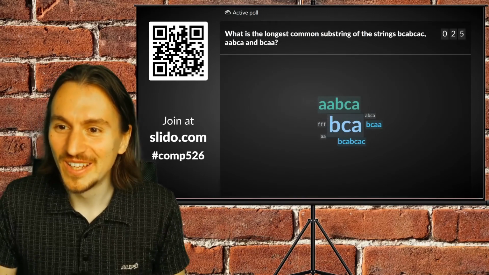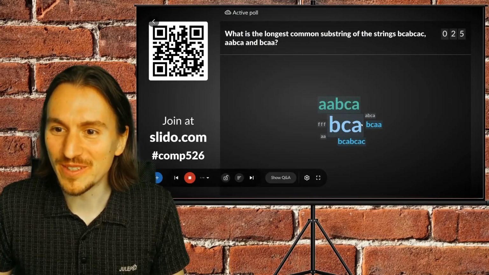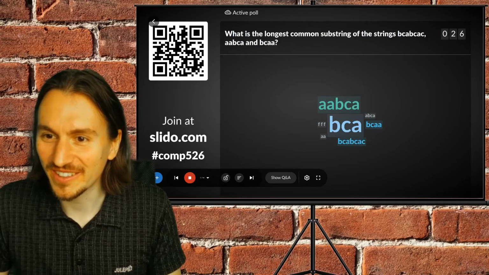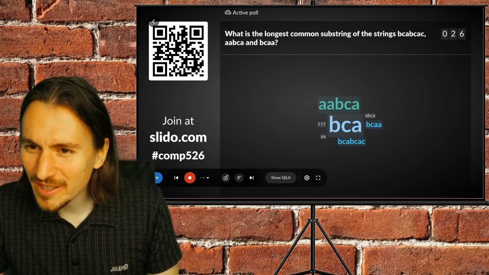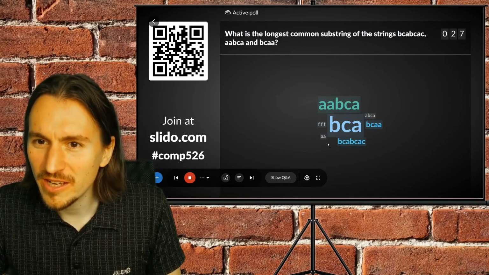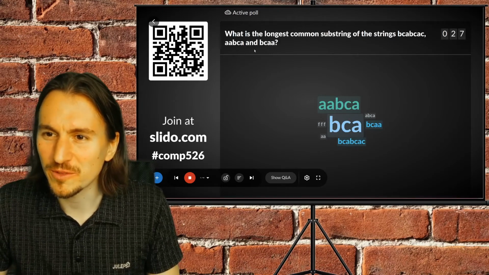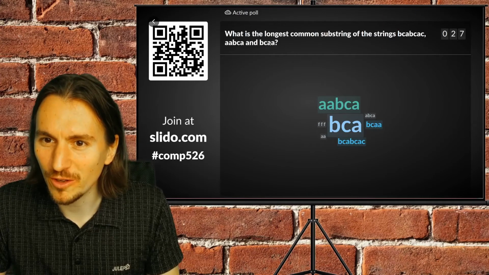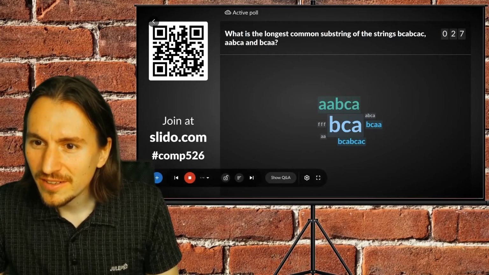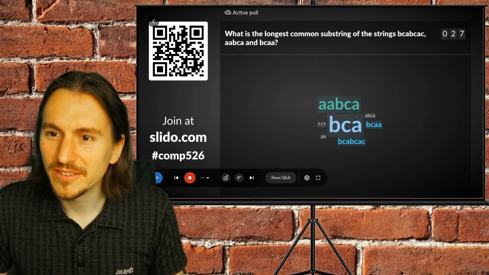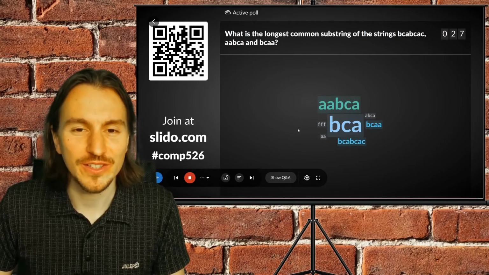Awesome. Okay, we have lots of votes for BCA, and that is correct. For all the other examples, all the other options are not common substrings. They're not substrings of all the 3. So BCA is the correct answer.